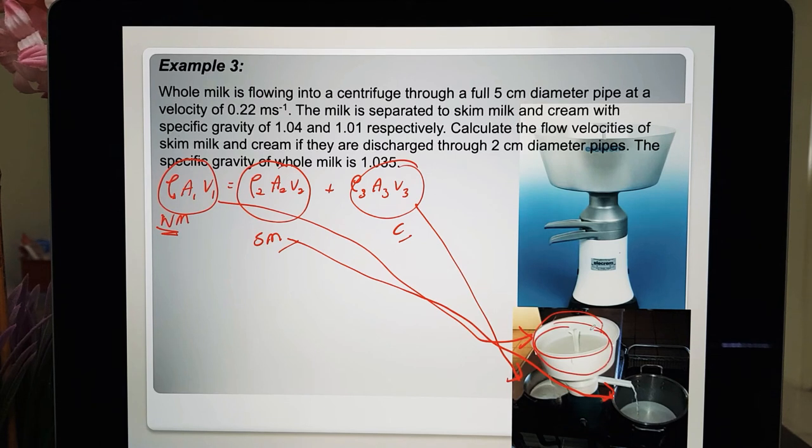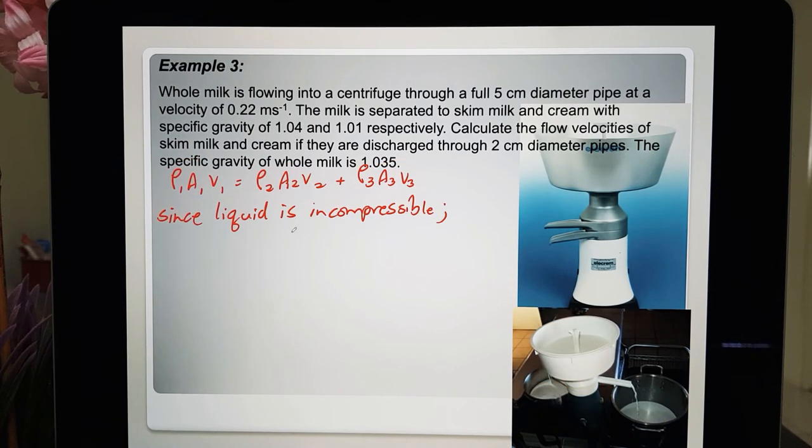The separation of whole milk gives you skim milk and cream. That's why on your left hand side, this is only meant for whole milk, and on your right hand side we have two resultant liquids, which are skim milk as well as the cream. So you write rho 1 A1 V1 equals rho 2 A2 V2 plus rho 3 A3 V3, the result of the separation of whole milk. Since liquid is incompressible, we can remove the density, and simplify the equation to A1 V1 equals A2 V2 plus A3 V3.